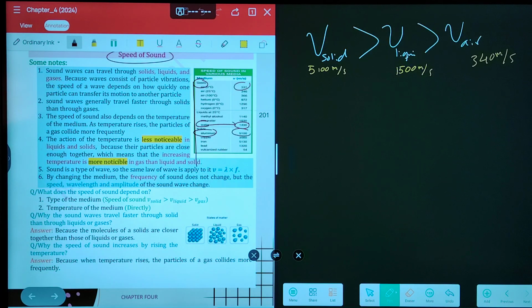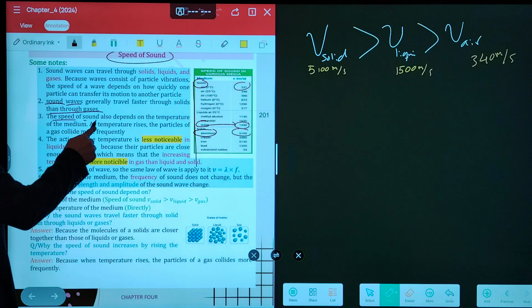Sound waves can travel through solid, liquid, and gas. Because waves consist of particle vibrations, the speed of the wave depends on how quickly one particle can transfer its motion to another particle. Sound waves generally travel faster through what? Solids than through gases.